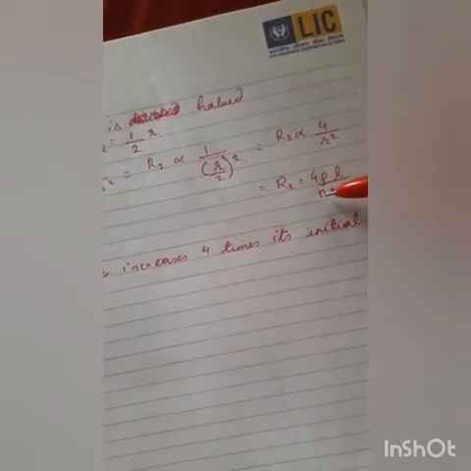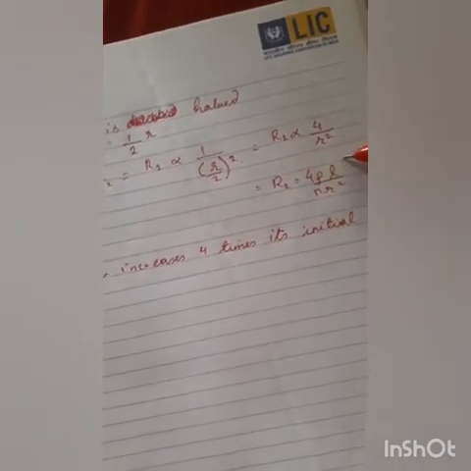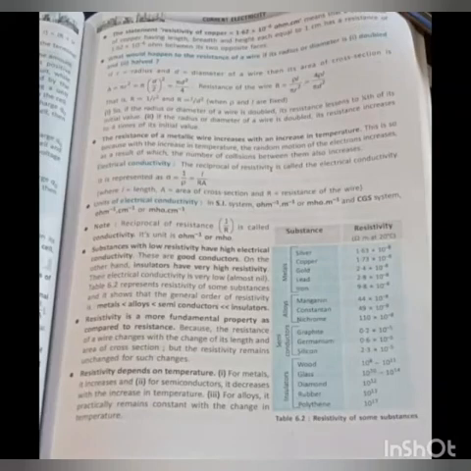Therefore R2 equals 4 rho L by pi r square, where rho, L and pi are constants. Alright. So what is happening to the new resistance? New resistance is becoming 4 times the previous initial resistance. So this is what happens when radius is halved. Next, the resistance of a metallic wire increases with temperature. This is so because with the increase in temperature, the random motion of the electrons increases, as a result of which the number of collisions between them also increases.